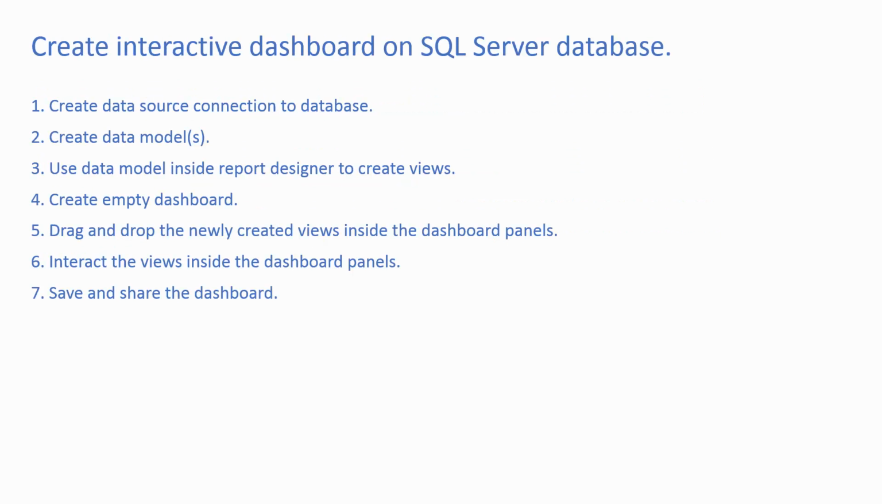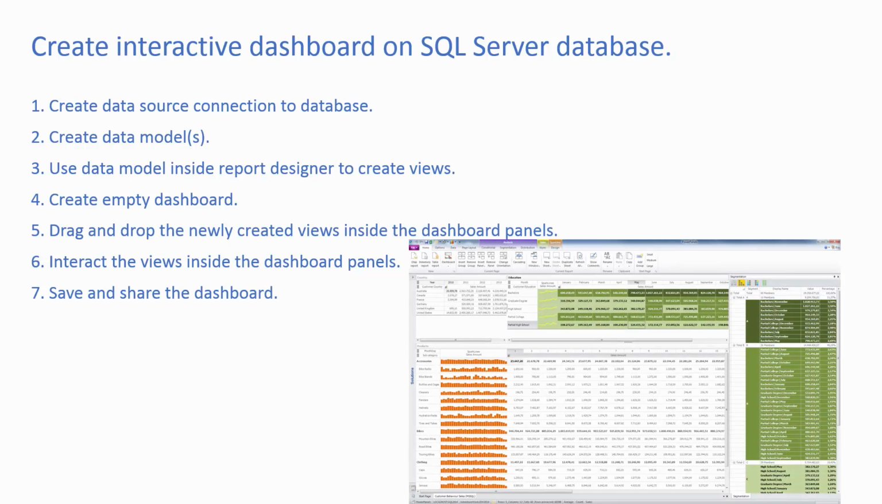We will create an interactive dashboard on SQL Server database by doing the following steps. In step 1, we will create a data source connection to the database where the business data is stored. And in step 2, we will create a data model on a database table or view, or write your own custom query. Using those data models inside Report Designer, we will create views, and then we will create an empty dashboard. We will drag and drop the newly created views inside the dashboard panels, and then we will interact with the views inside the dashboard panels, and finally we will save and share the dashboard with our friends and colleagues. In the end, our report should look like the following image.